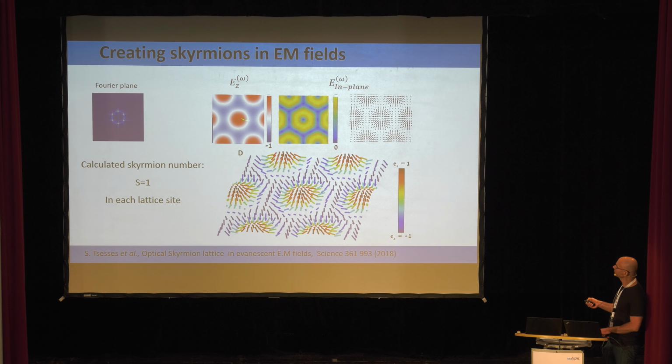This is the out-of-plane field. This is the in-plane, the magnitude of the in-plane field, and these are the directions of the in-plane field. As you can see, it points in all directions, and if we plot the entire 3-vector field, we find out that indeed within each of the unit cells, it points in all directions, and we can calculate the number and get a skyrmion number equal to 1. So much for the theory.